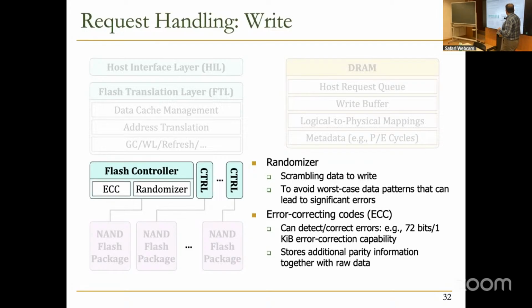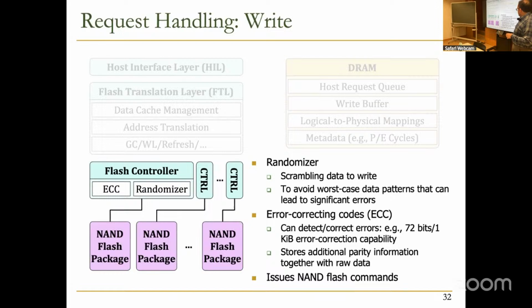And also we need to do error correcting codes, ECC, in order to detect and correct errors. For example, we can store 72 bits of ECC for 1 kilobyte of data. Okay, and then after that, you can issue the write operation, which we call flash commands. You send write commands to the NAND flash package, and then you write your data.